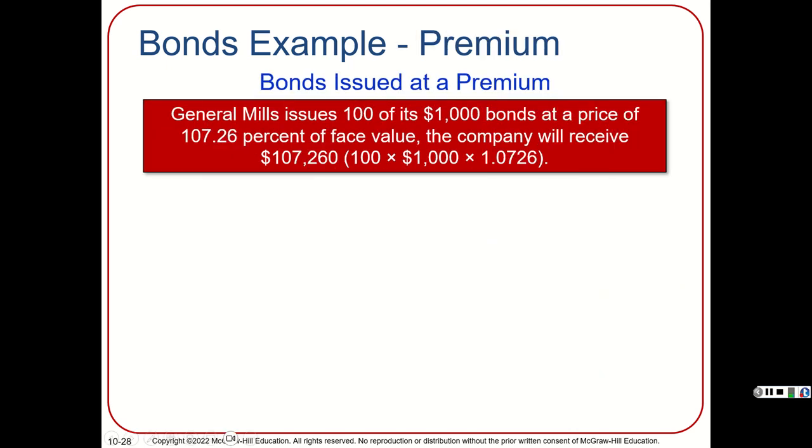Here's another example that General Mills issues 100 of its $1,000 bonds at a price of 107.26%. So this is 100. This is an additional 7.26% of the face value. So the company will receive the total, as we saw in the example, $107,260.